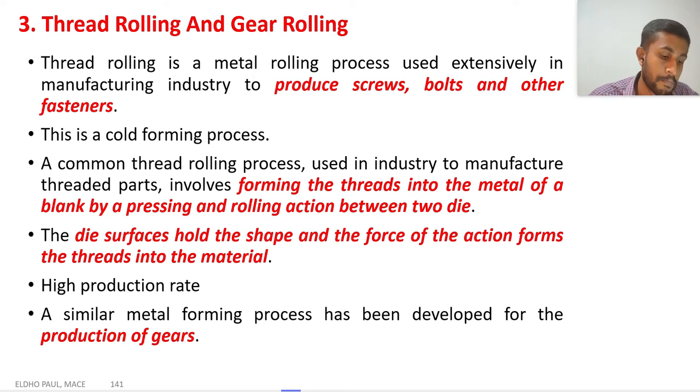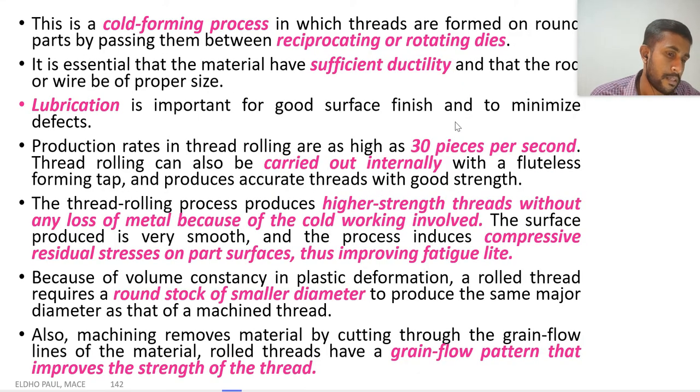A similar metal forming process can be developed for production of gear. So similarly, we can create gear also. In case of gear, the gear blank is kept in between the two dies. This is a cold forming process, actually, in which threads are formed on round parts by passing them between the reciprocating or rotating dies. So we already saw that.